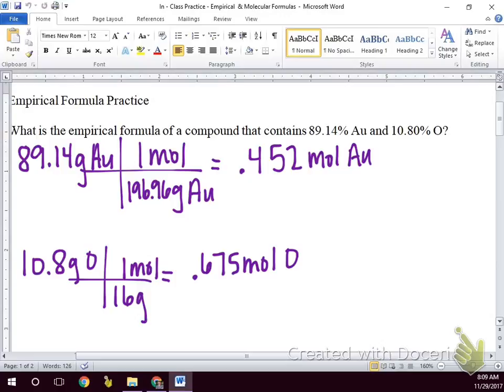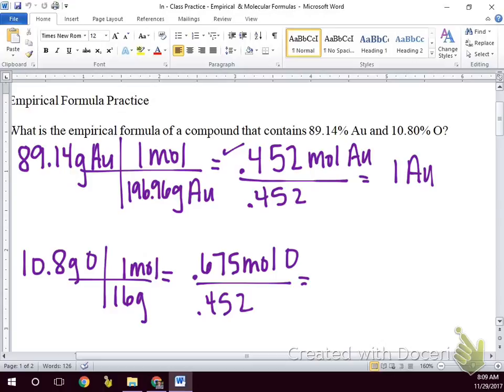Divide by the smallest. Some of you, when you're working this, will try to stop right here and say our ratio is 0.4 to 0.6, right? That's not how it works. You still have to divide by the smallest number of moles. Otherwise, you're not truly looking at our ratio. Okay, so the smallest one is gold, 0.452. So you get 1 gold. And if you divide this by 0.452, are we seeing problems here? Comes out at 1.5 oxygen. Okay, so if we put our compound together, it looks like this: AuO1.5.